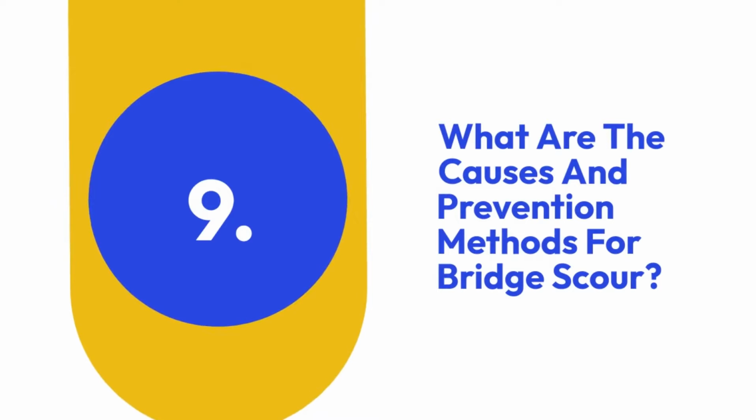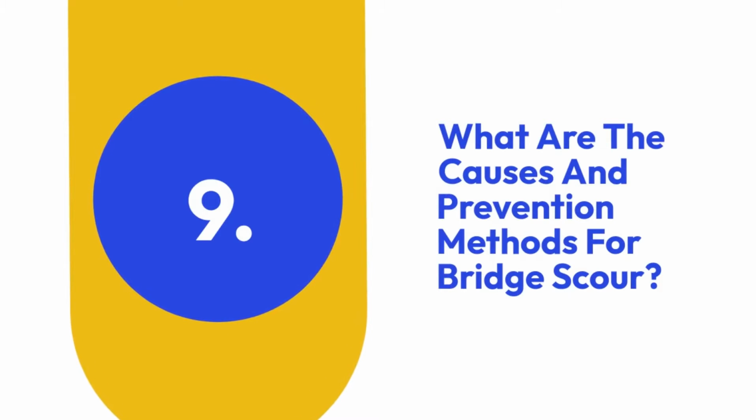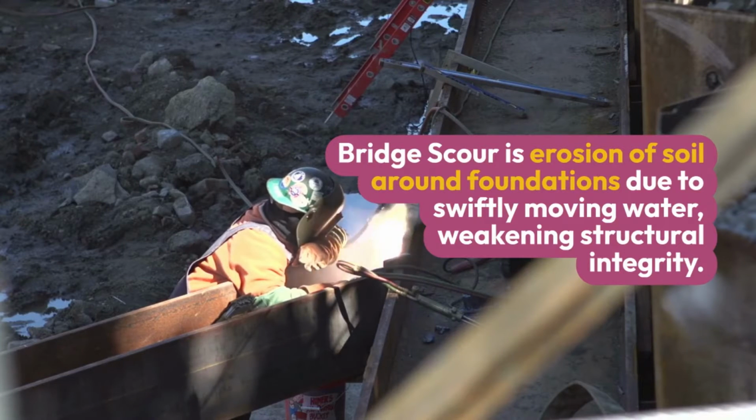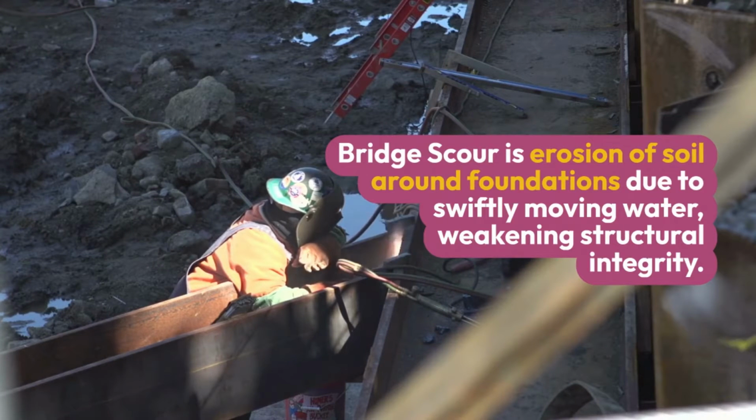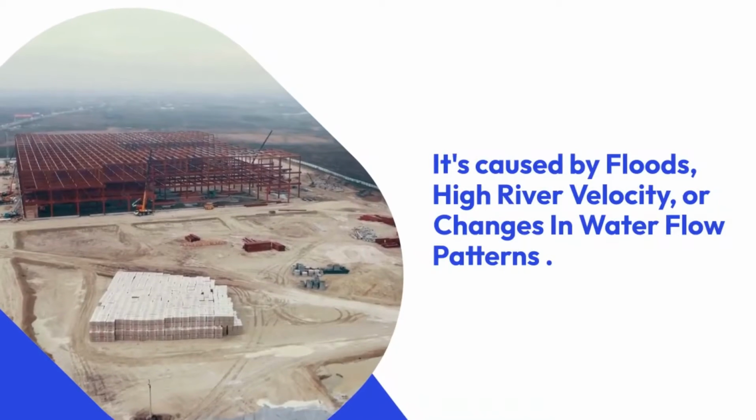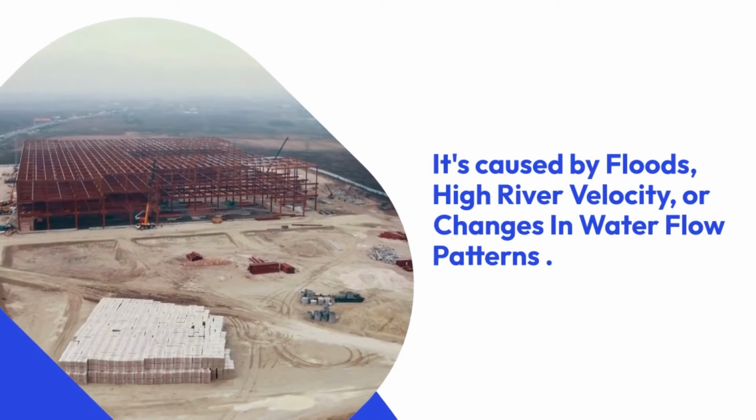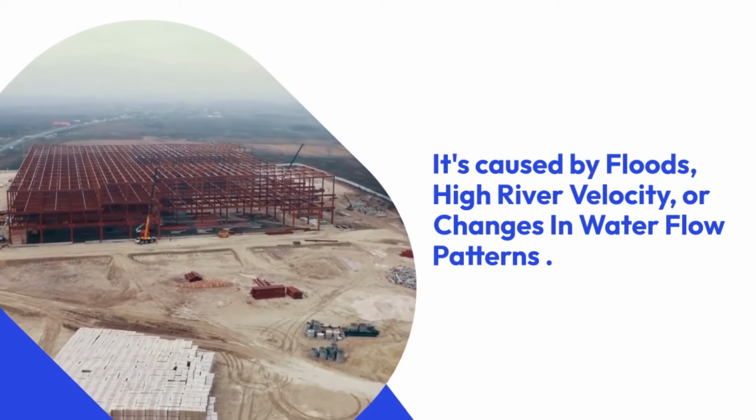9. What are the causes and prevention methods for bridge scour? Bridge scour is erosion of soil around foundations due to swiftly moving water, weakening structural integrity. It's caused by floods, high river velocity, or changes in water flow patterns.